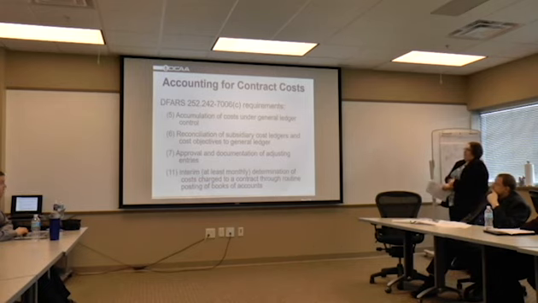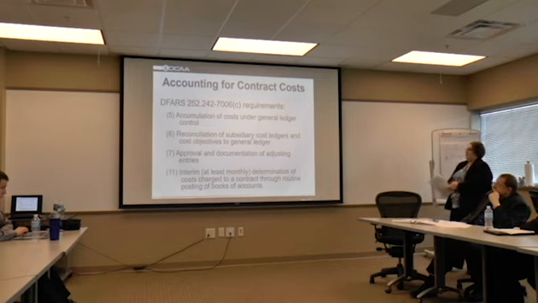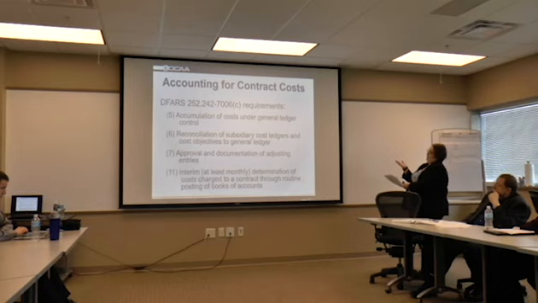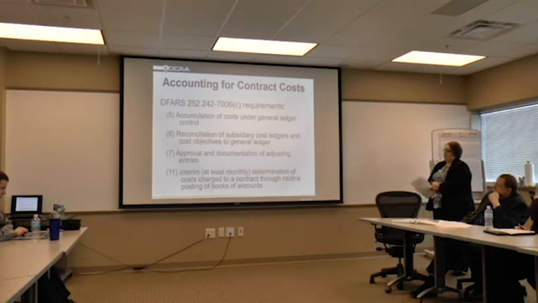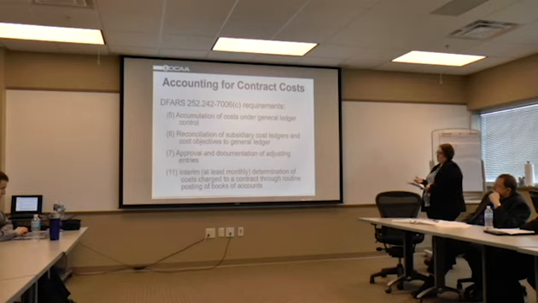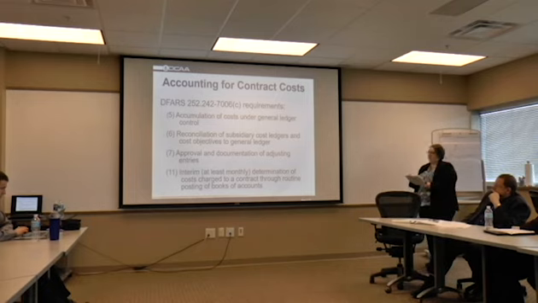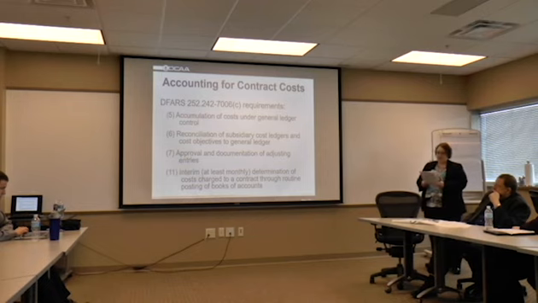So, accounting for contract costs. DFARS 252.242-7006(c) requires the accumulation of cost under general ledger control, requires the reconciliation of subsidiary ledgers and job cost ledgers to the general ledger, requires the approval and documentation of adjusting journal entries, and requires that at least on a monthly basis, the determination of cost charged to a contract through routine posting of the books and records.